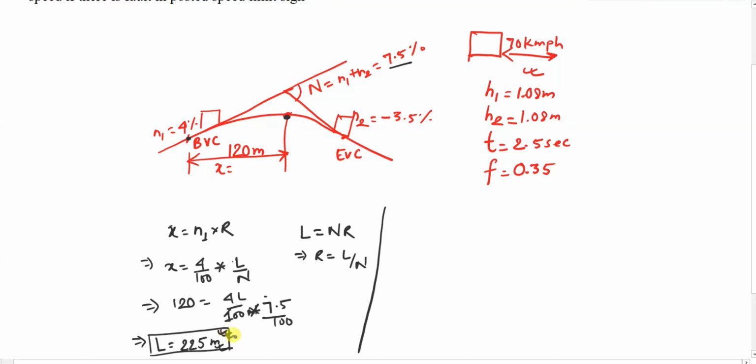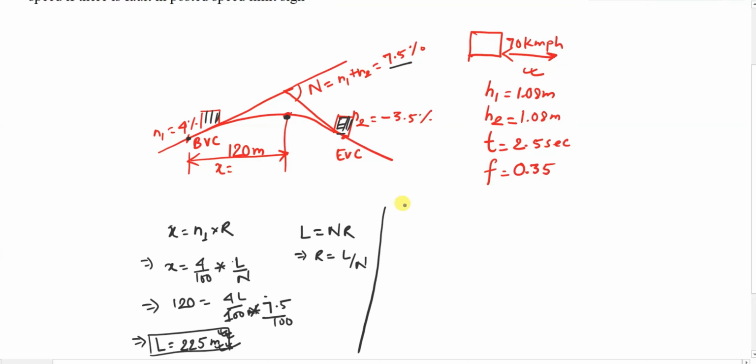So the actual length of this vertical curve in this case is 225 meter. Then what you have to find is, look, this is one car, this is another car, and these are approaching each other in this curve.